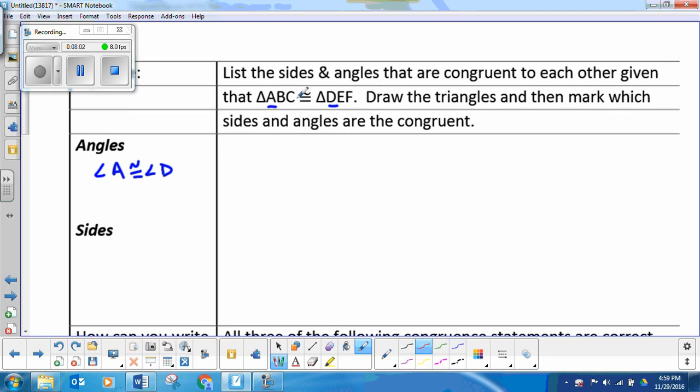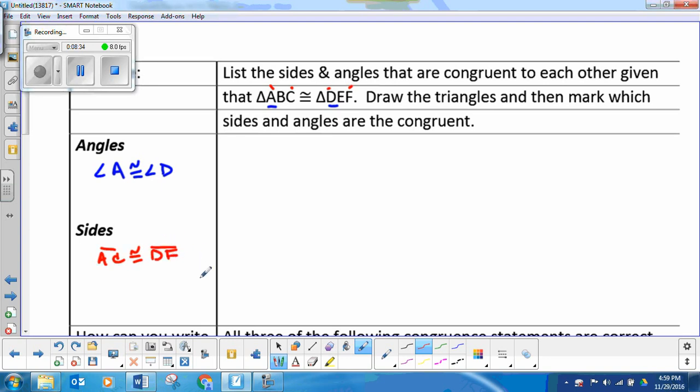And we've got, again, the first two letters match up, the last two letters match up, and the first and the third match up. So one set of corresponding sides would be, let's see here, A and C and D and F, because those are the first and the third letters. So I would say that AC is congruent to side DF.